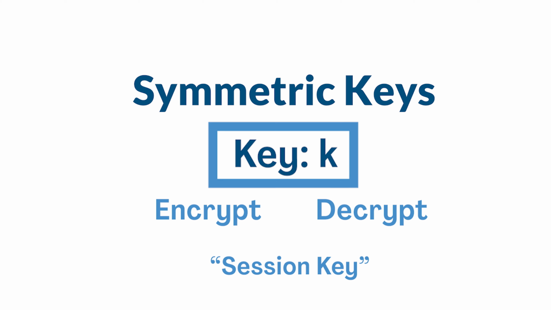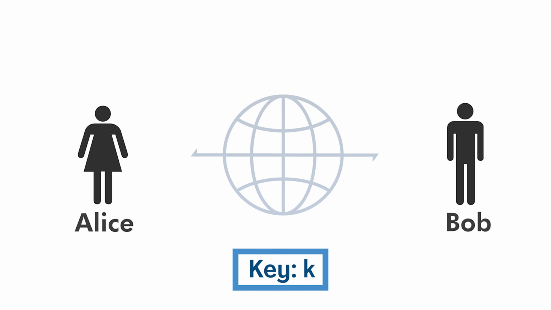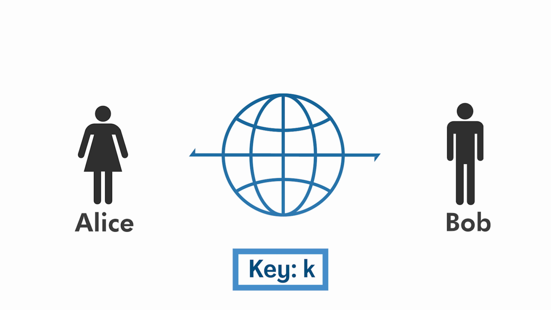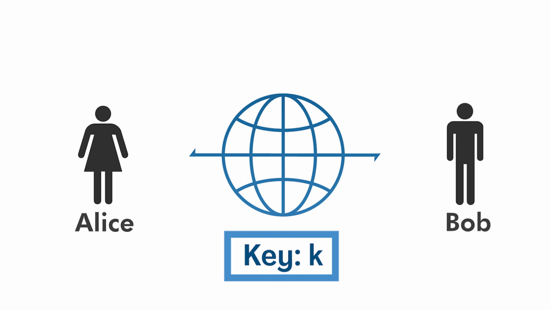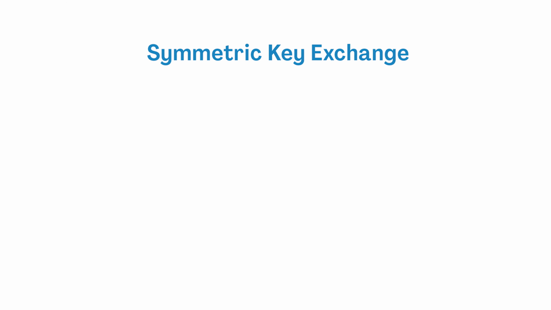It is also sometimes called a session key, because whenever in a distributed system two parties communicate and create a secure session, they use this key to encrypt and decrypt the messages, and that's why it is also called a session key. In order to exchange the symmetric key, we use another type of keys, which we call a public-private key pair.